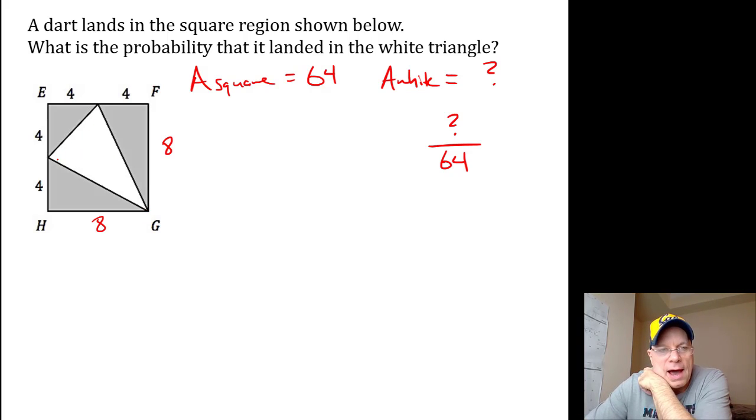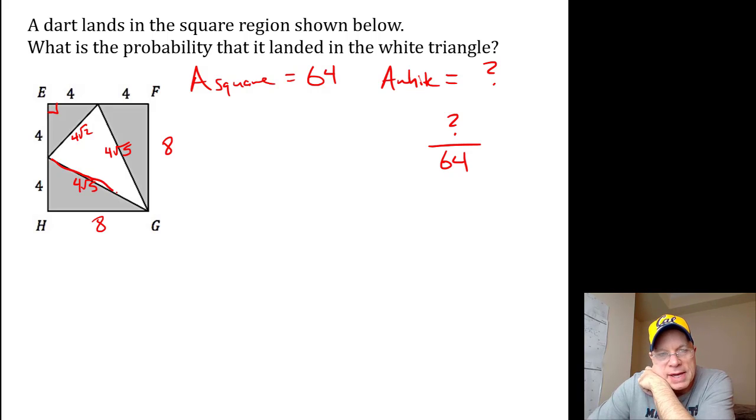And if you paused and tried this on your own, you would have had some trouble finding the area of this white triangle. You could use the Pythagorean theorem to find this would be 4 root 2, and this one would be 64 plus 16, the square root of 80, which is 4 root 5. But it gets a little messy, obviously. Not to mention, this would also be 4 root 5.